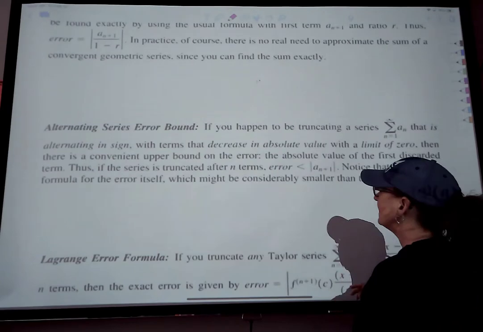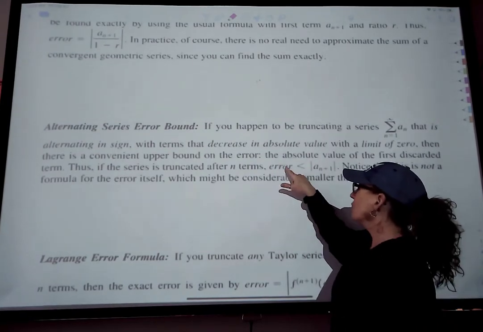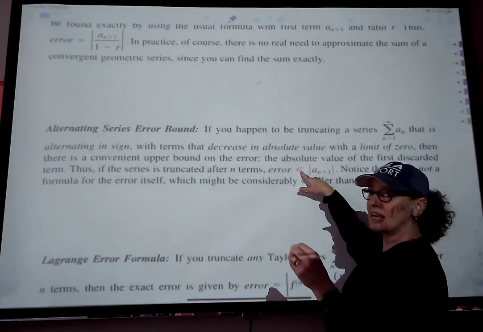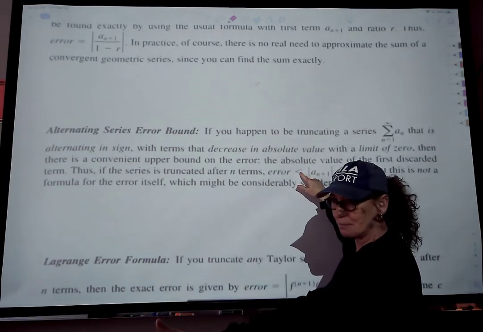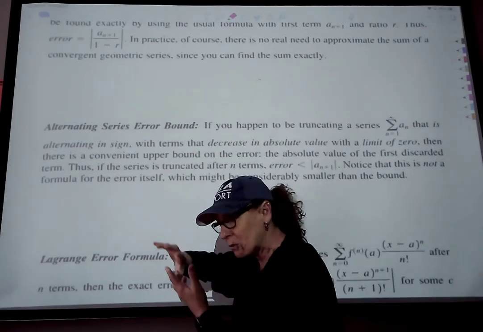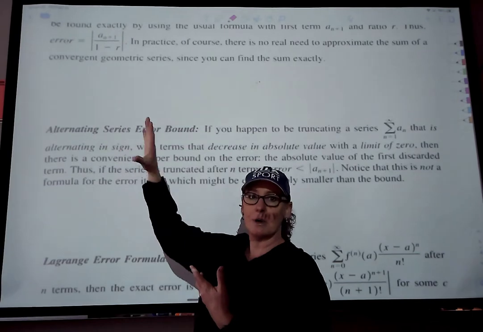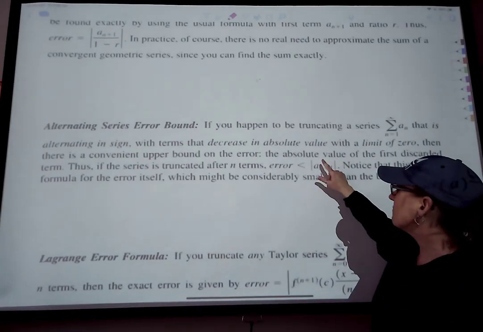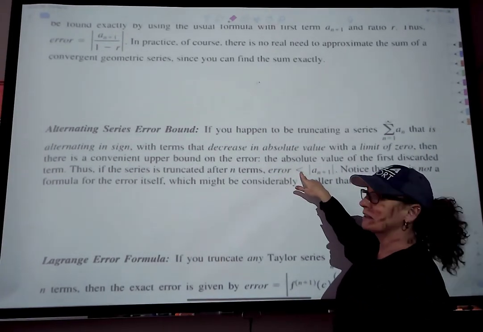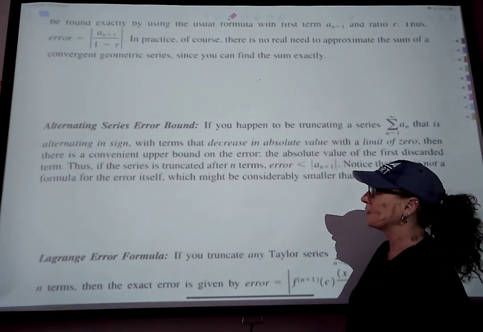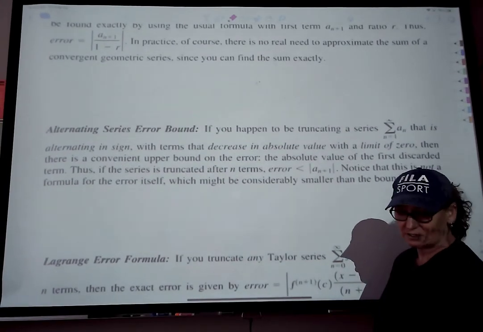For the alternating series, keep in mind that your error always has to be less than the next term. We're not talking about all of them, but we're just talking about that very next term. My error has to be less than that. And then, of course, absolute value it, so we don't worry about positive versus negative.